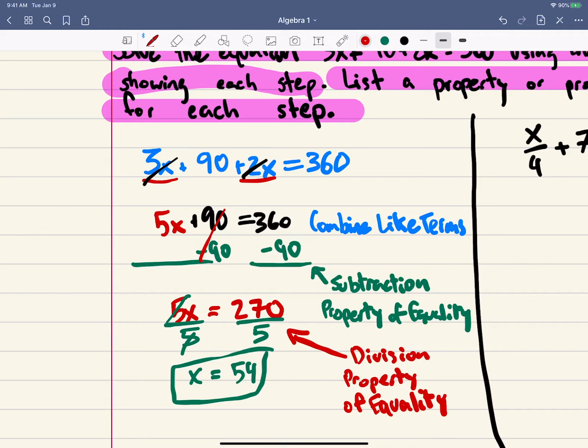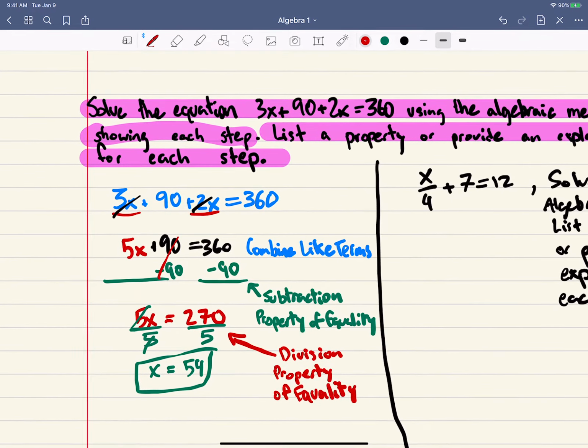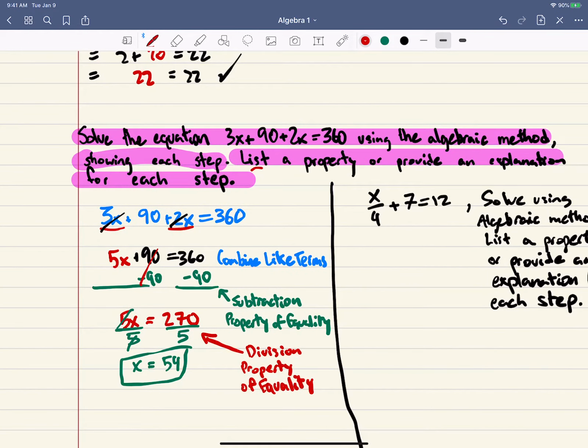Those are the properties we're using to be able to solve these problems, and we're going to be going over that type of stuff. Right here it says list the property or provide an explanation for each step, right? So that's what we're doing here.